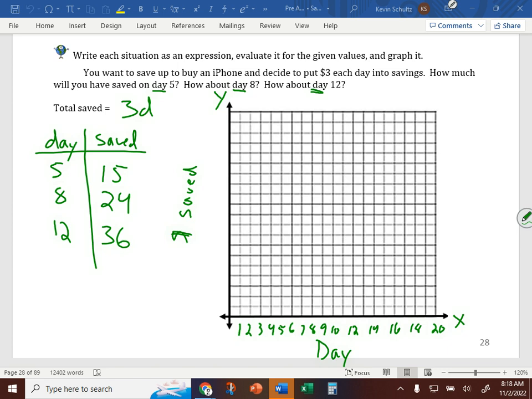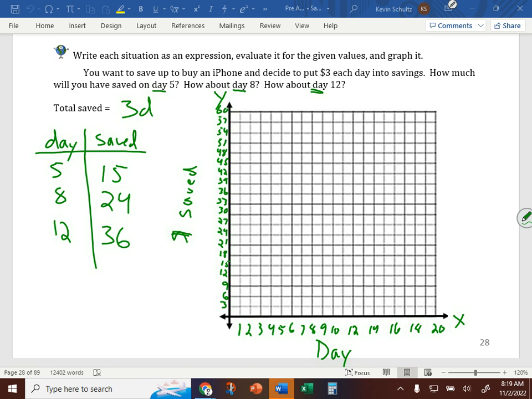Then going up the y-axis, we do want to count by threes here because the money saved is increasing by threes. So we'll go 3, 6, 9, 12, 15, 18, 21, 24, and so on. If you do your calculation correctly, you should end at 60 all the way up at the top. Okay.